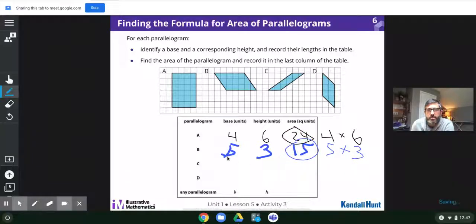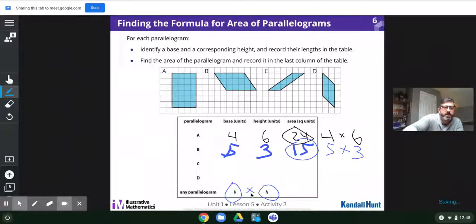So what can we do with all of that information? Well, that gives us a simpler way to find the area. Instead of having to count all of these squares that are inside of this shape, we can multiply the base times the height. And that cuts out a lot of time that we spend counting those squares inside that shape.